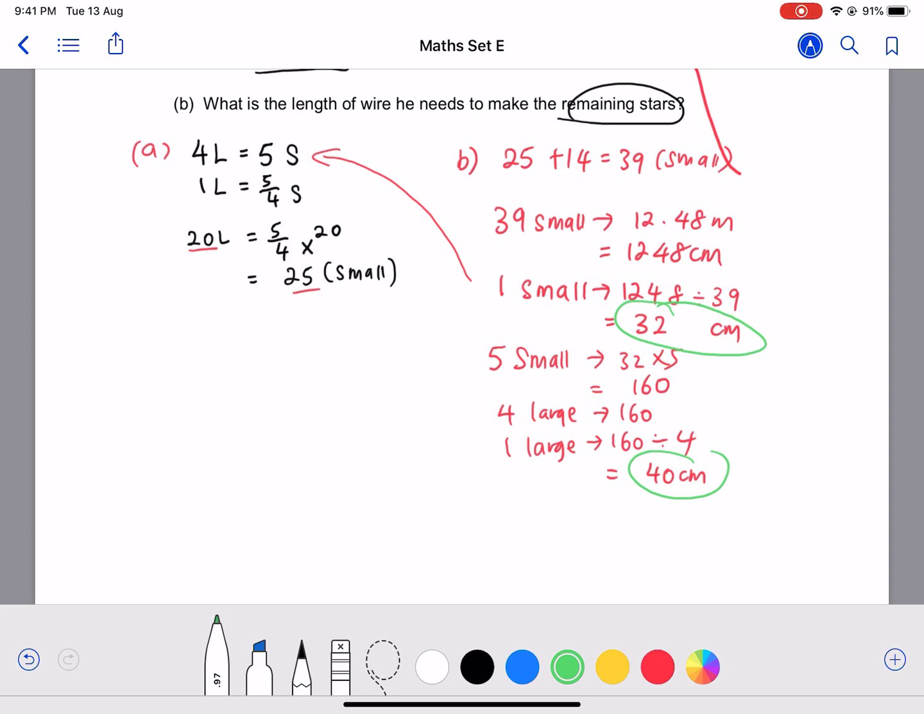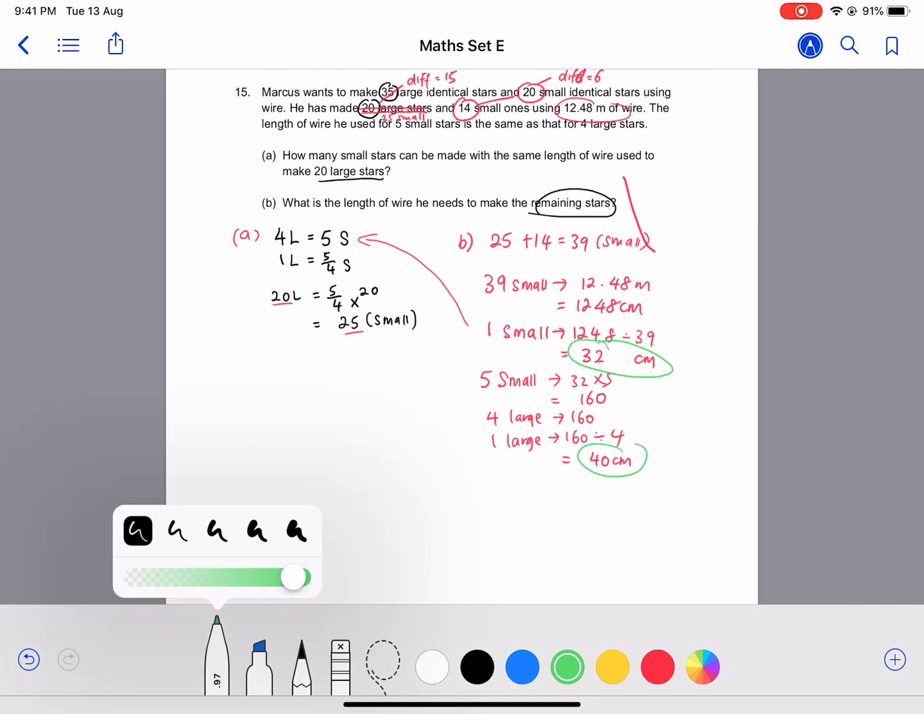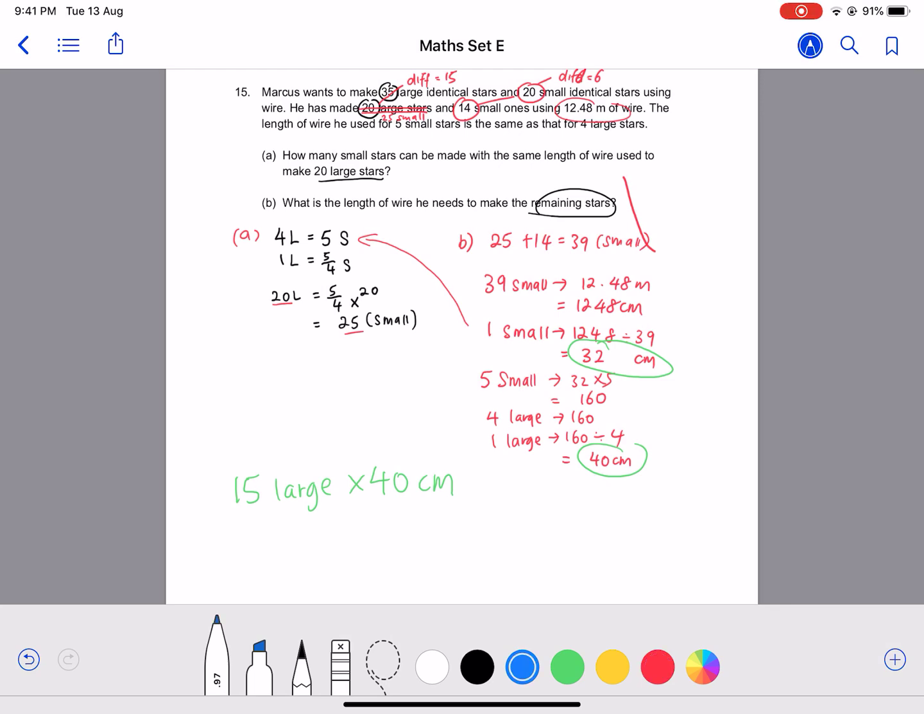Okay, so how much length does he need to make the remaining stars? Let's see how much remaining he needs to do first. He has got 15 large ones to make, and each large one takes 40 cm. He has also got 6 small ones to make, and I know each small one is 32 cm. So when you have the 2 answers out, add them up, you will get the answer, which is 792 centimeters.